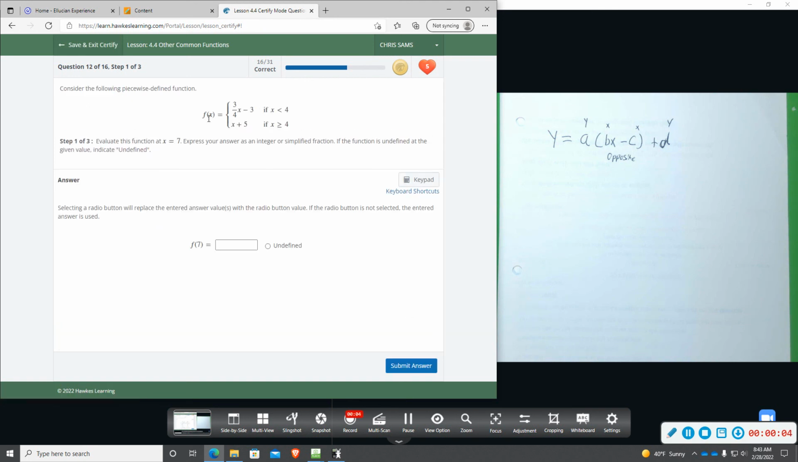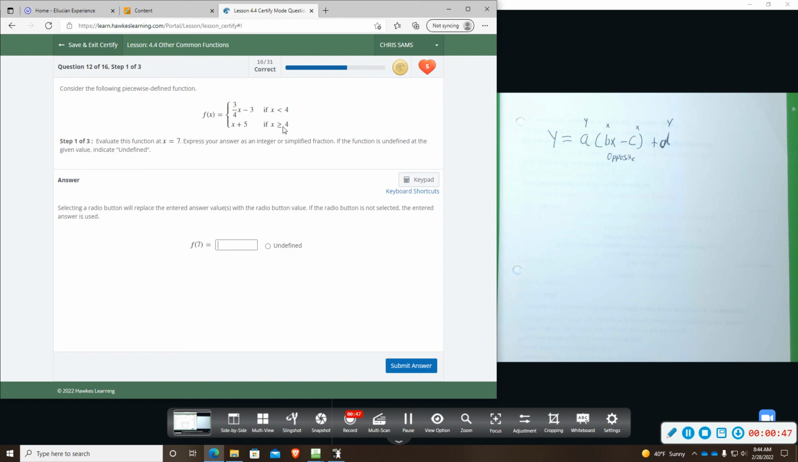All right, number 12, we want to consider the piecewise function, and we want to evaluate it at x equals 7. We have two functions here, and to the right we have some domains or restrictions. The first function, 3 divided by 4x minus 3, applies if x is less than 4. That means we only want to use values less than 4, so that would be 3, 2, 1, and so forth. And then the bottom function, x plus 5, we only want to use if x is greater than or equal to 4.